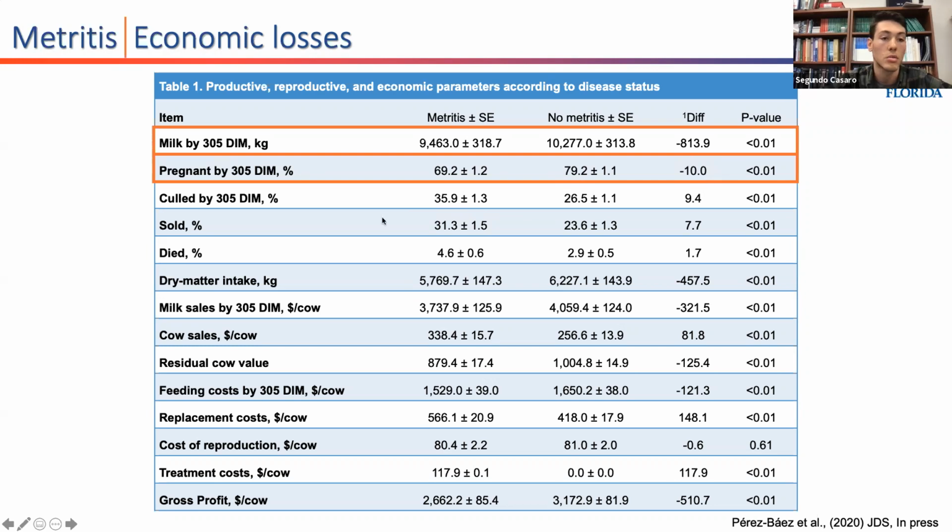Now, in this study, they also collected information about the culling, the cows that were sold, and the cows that died. They also managed to get information about the dry matter intake, which they calculated with the milk production. They also collected information about the milk sales, the cow sales, the residual cow value, the feeding costs, replacement cost, cost of reproduction, and treatment cost, and they came up with the conclusion that a case of metritis costs around $500.